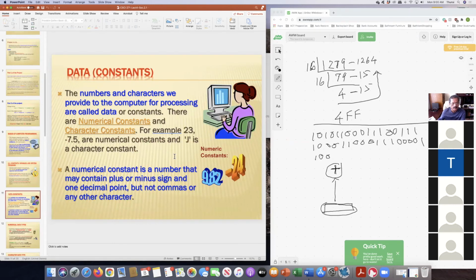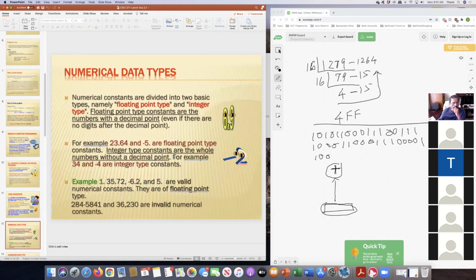The numerical constant can only have, other than numbers, a plus or minus at the front and a decimal point. Those are the only other characters allowed. Now going into the numerical constants, there are two types: floating point type and integer type. The integer type would be a whole number.